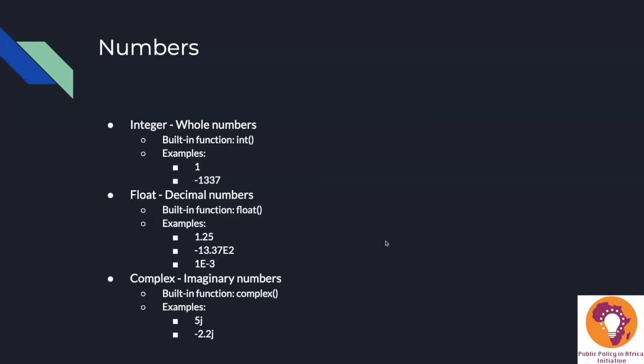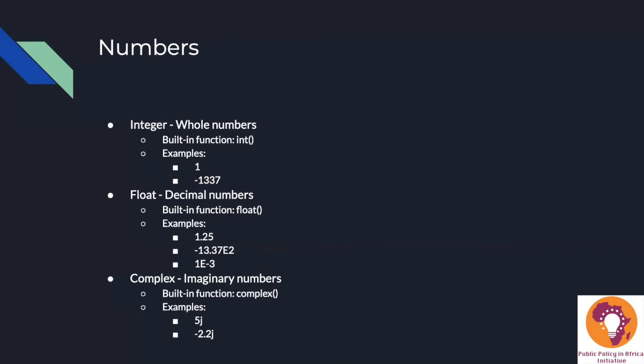The next one is numbers. There are 3 different types of numbers in Python. There's integers, which are basically whole numbers. The built-in function is int, and examples are 1 and negative 1,337. Basically, any whole number is an integer, just like in math.